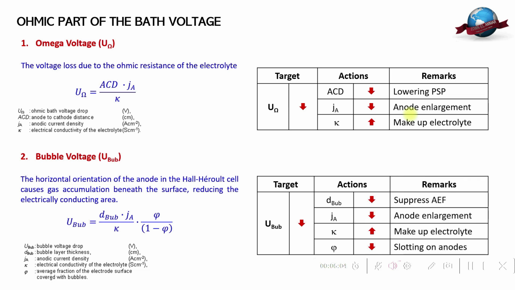1. Thinning bubble layer thickness, D bub, by suppressing anode effect. 2. Lowering anodic current density, JA, by enlarging carbon anode dimension. 3. Increasing electrical conductivity of bath, kappa, by maintaining bath condition. 4. Reducing surface covered with bubble, phi, by making slots on anodes.